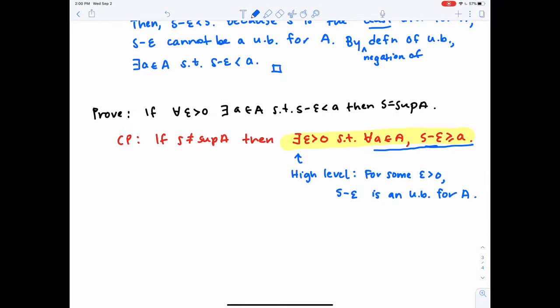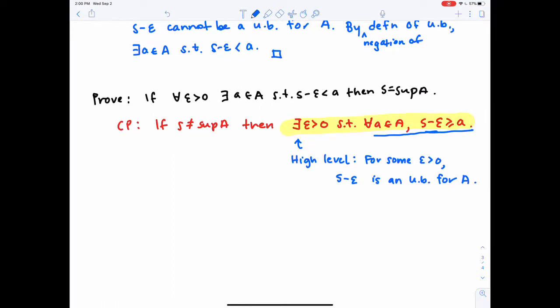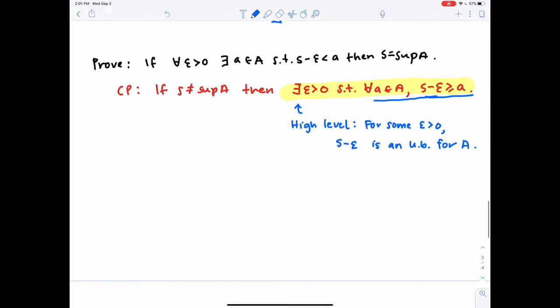Now, go back to what we get to assume. We're assuming S is not sup A. That means that S does not satisfy the definition of the supremum. But one of our global assumptions of the lemma was that S is an upper bound. So if it's the upper bound but not the supremum, then that's got to be because it's not the least upper bound. There has to be some other upper bound for the set that is smaller. I'm going to write that out.